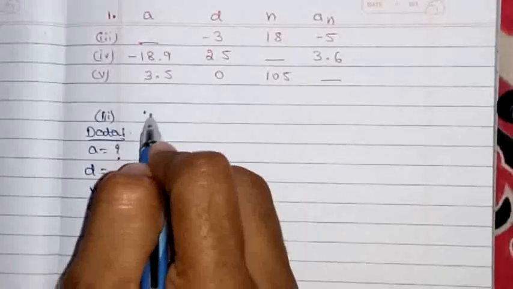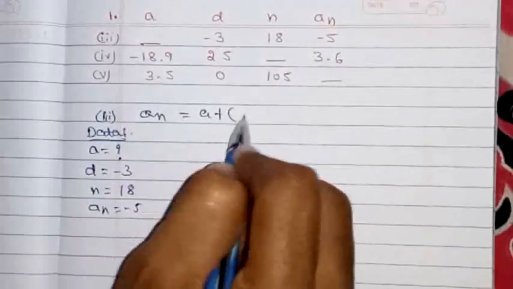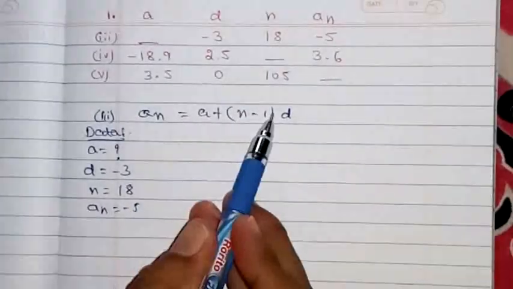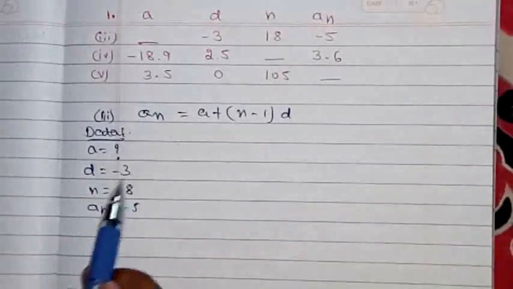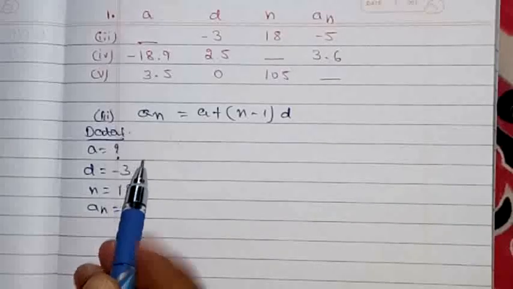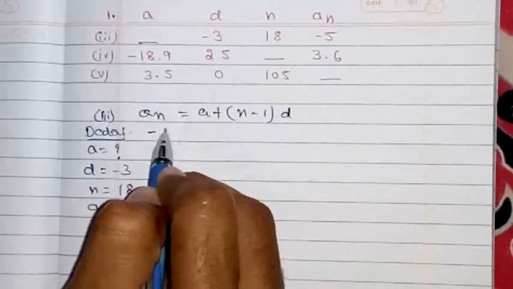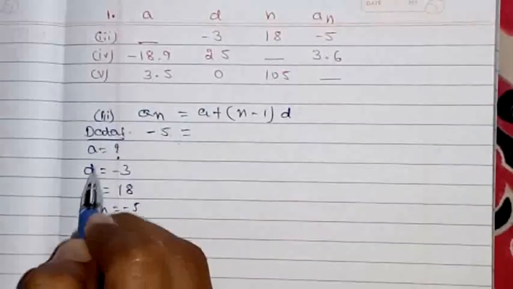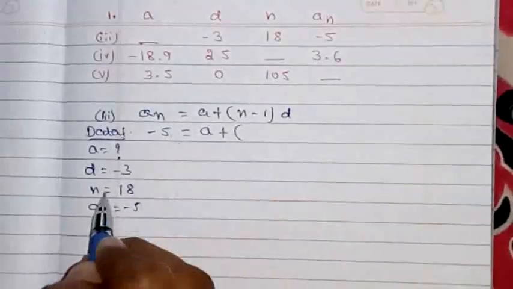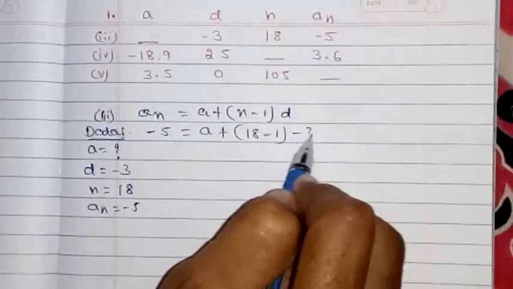As usual, you need to write the formula. First the formula is an is equal to a plus n minus 1 into d, right children? Now you have the formula, you have the values, just apply these values to this formula and find the first term a. Now an is how much? An is -5, so here -5 is equal to a, that you need to find out, so keep the a as it is, plus n is 18 minus 1 into d is -3.